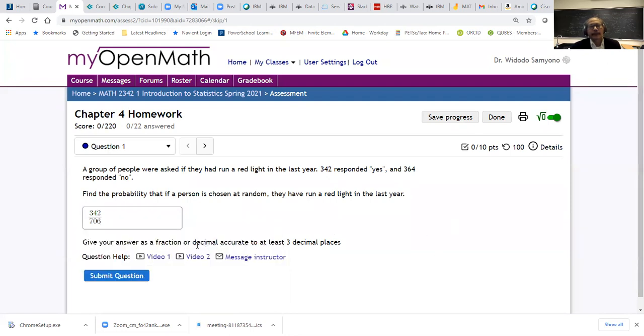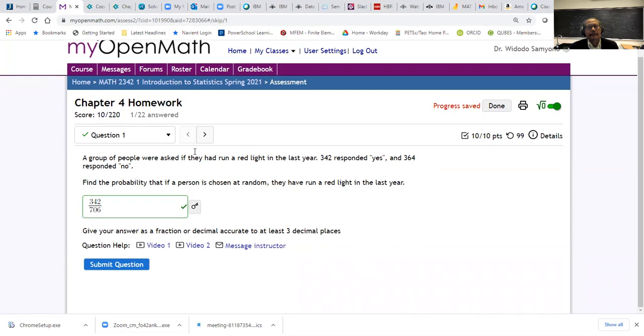So you can see here, you can answer as a fraction or decimal accurate to at least 3 decimal places. Okay. So in this case, I put it as a fraction. So the next one will be this.